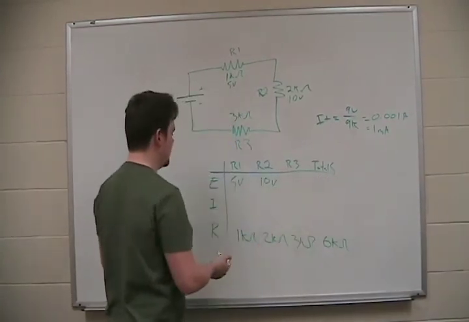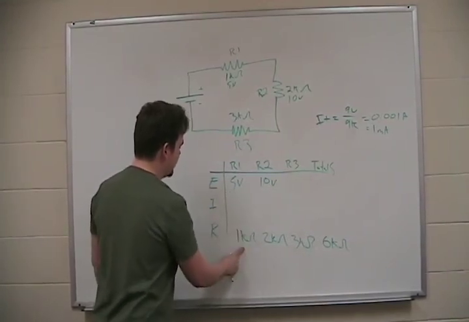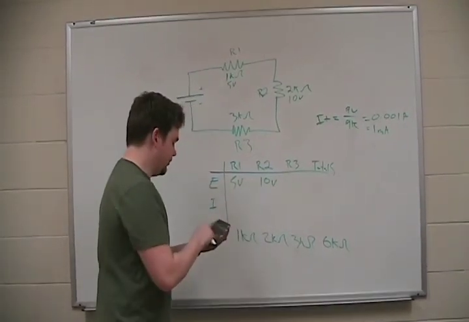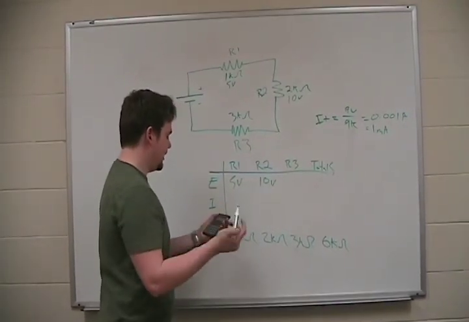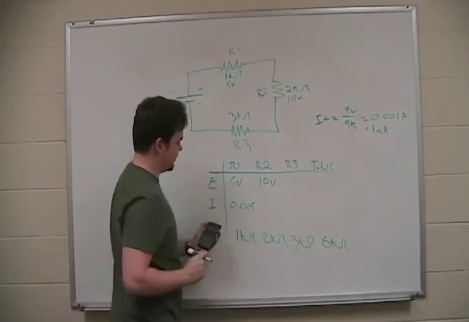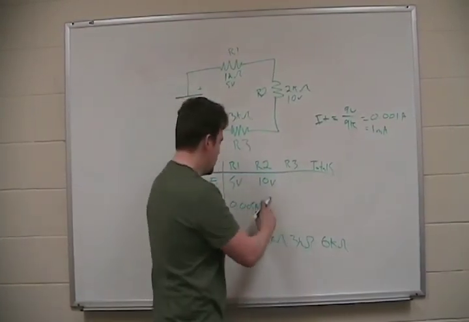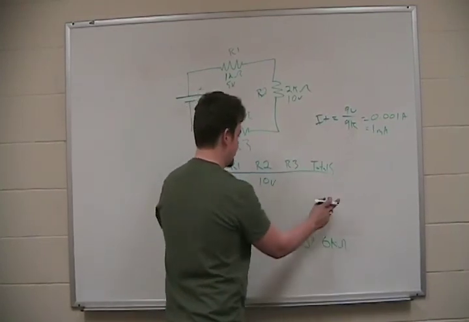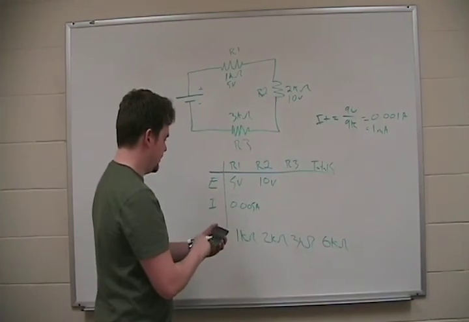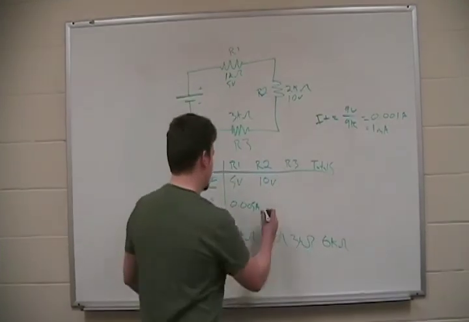But hold on. 5 volts divided by 1K, remember I equals E over R. If you throw that in your calculator, 5 volts divided by 1000 equals 5 milliamps. Now, we've got a current value, so we know that the current here is equal to the current here equals the current here. Check this out. 10 volts divided by 2K is 0.005 amps.